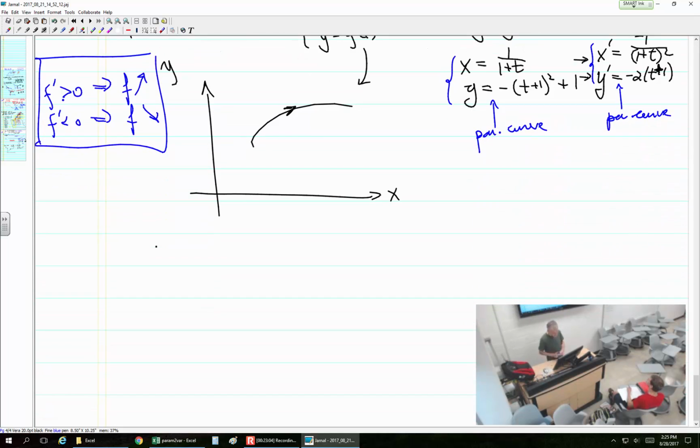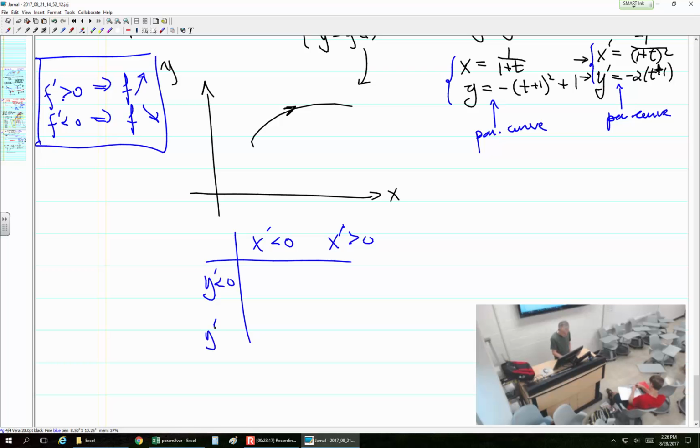To summarize that, suppose we're talking about the parametric curve with x and y, and suppose I have x prime negative, x prime positive, y prime negative, y prime positive. Okay, so you can think in terms of velocities. If there is any doubt when you talk about parametric curves, go back to motion and try to interpret the concepts in those terms.